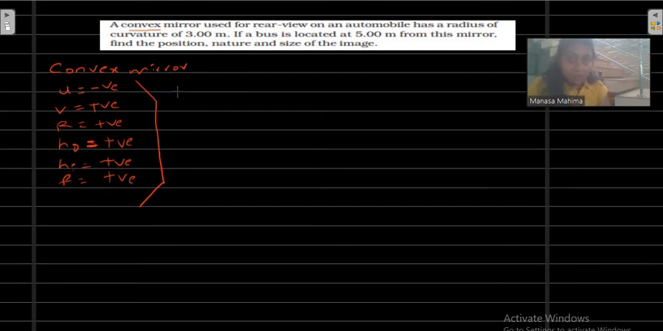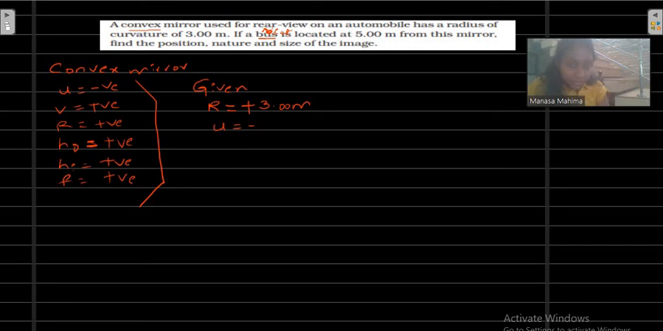Okay, see, they are talking about the convex mirror. So what they have given, you have to write down here. Given radius of curvature they have given, correct? So in this case the radius of curvature is positive, so I have to take the positive sign. They have given R to be 3 meter. If a bus is located at 5 meter from this mirror, the object here is the bus. So you can write here object as bus. So what is the distance they have given? They have given 5 meter from the mirror.